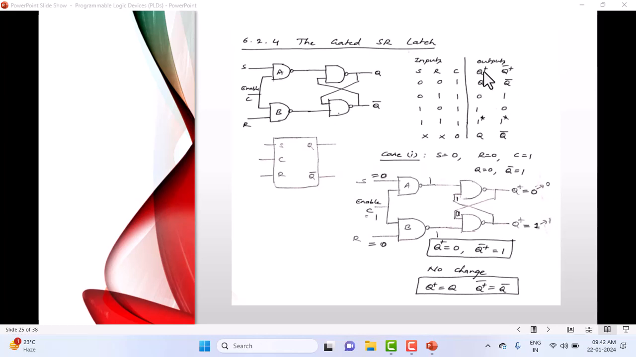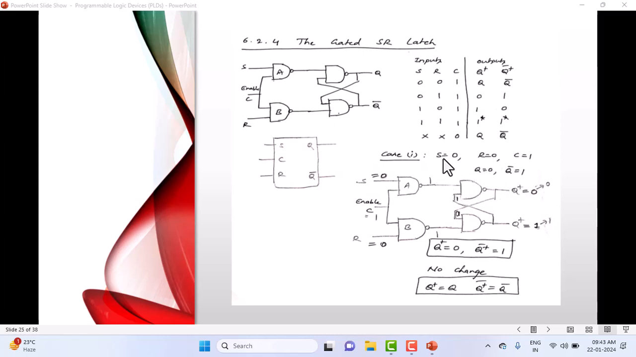If you observe here, the next state is again the same as the present state itself. Q plus is equal to Q, and Q plus bar is equal to Q bar. That means there is no change in the state for the 0, 0 combination. This has been discussed here in detail. You can see how we get Q plus as Q and Q plus bar as Q bar, discussed here with more details.